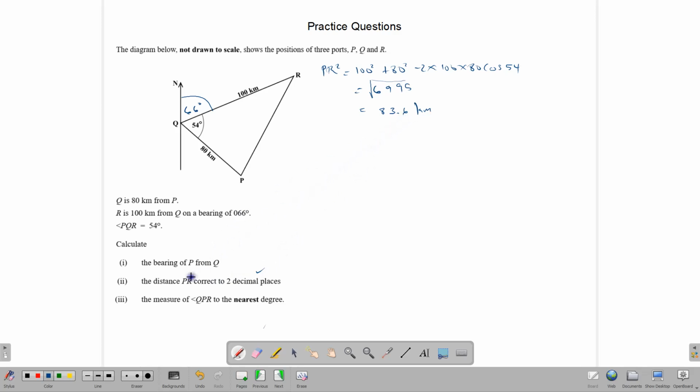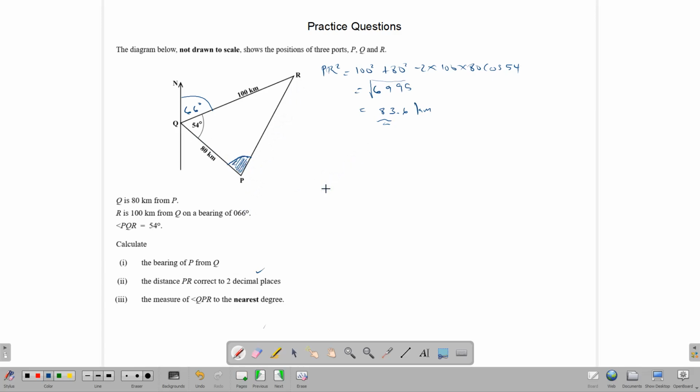So we can look at part 3. Just write back your answer to 2 decimal places there. The measure of angle QPR to the nearest degree. So QPR is here. So we want this angle. All right, QPR. We want that angle to the nearest degree.